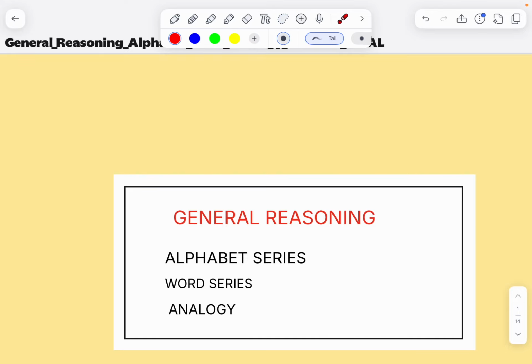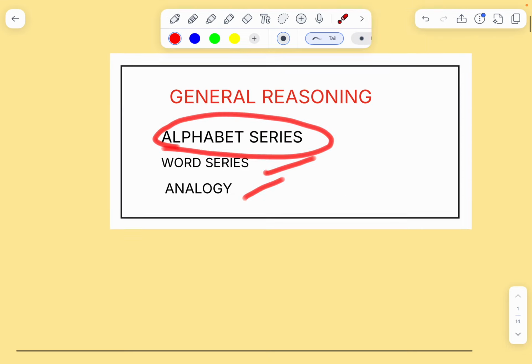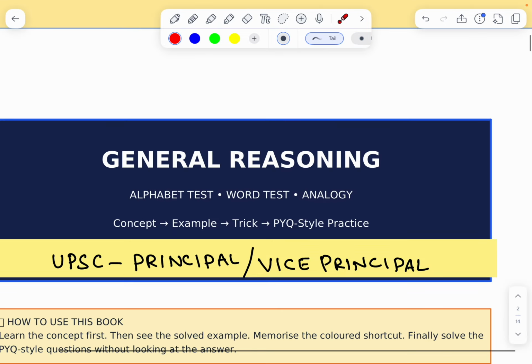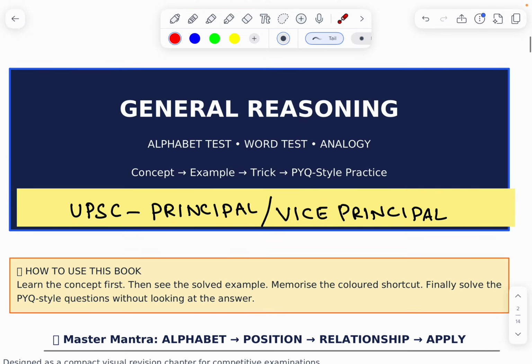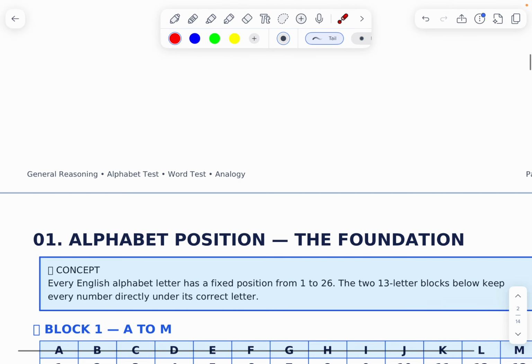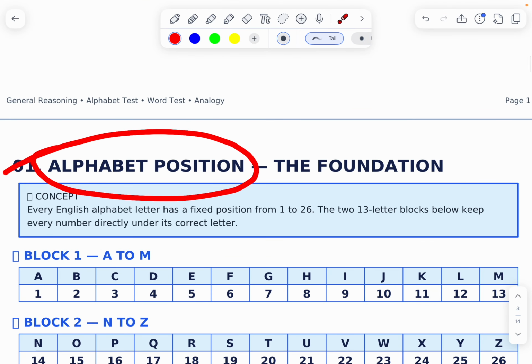In this video, we are discussing general reasoning. In general reasoning, we are discussing alphabet series, word series and analogy. First of all, most important, alphabet position.